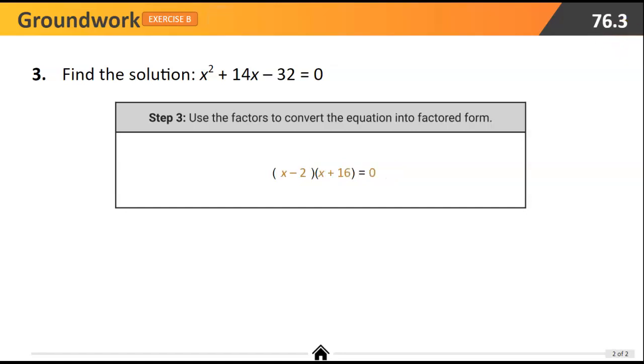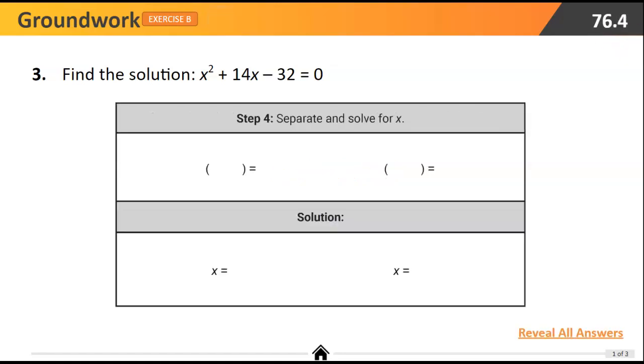And finally, the last step is we're going to set those two factors equal to 0. X minus 2 equals 0, which we add 2 to both sides. Our solution is x equals 2. X plus 16 equals 0. Subtract 16. X equals negative 16. So our factors are going to be the opposite of our solutions.